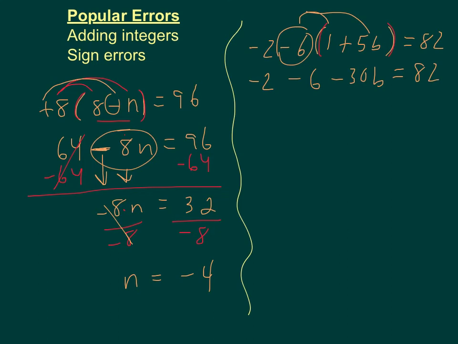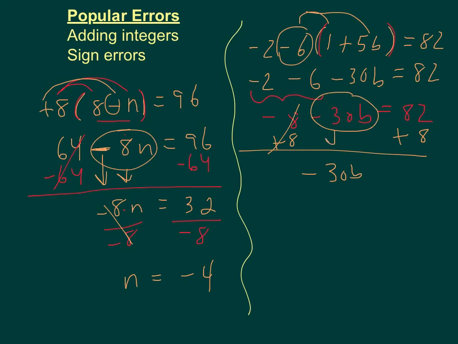Using inverse operations, first thing we're going to do here is combine like terms. That's going to be negative 8 minus 30b equals 82. Now we're going to use inverse operations. Add 8 to both sides. And we clean this up from left to right. We're going to get 0 minus 30b, right? Bringing down that whole program plus the negative equals 90.